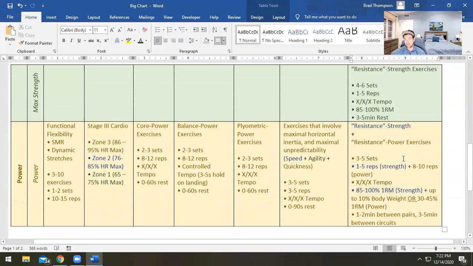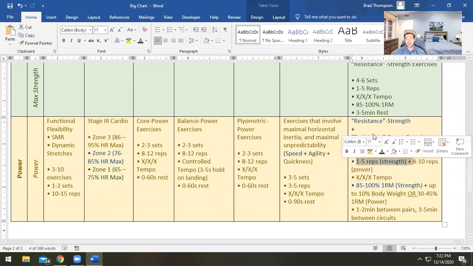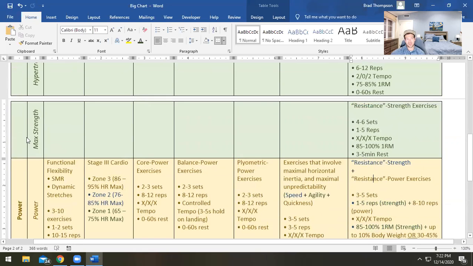The max strength level is the true strength stuff, right? This is where you're looking at 4 to 6 sets. So that's the highest number of sets that we're going to see. On the whole OPT model, max strength has more training volume than any other phase of training. So this is really where we're seeing the most volume.